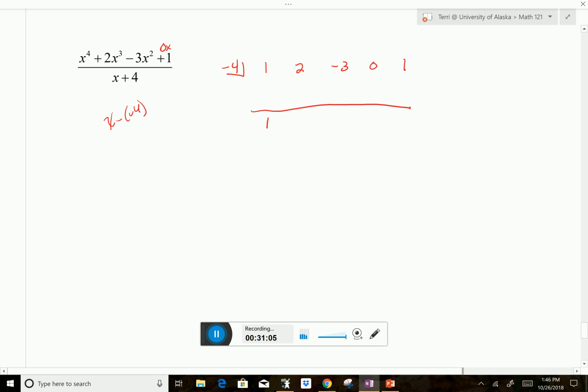So I'm going to do this division. Bring down my 1. 1 times negative 4 is negative 4. Negative 2 times negative 4 is 8. 5. 5 times negative 4 is negative 20. Negative 20 times negative 4, whew, that's 80. So this is 81. So my division comes out x cubed, because that's 1x cubed, minus 2x squared plus 5x minus 20 plus 81 divided by x plus 4.